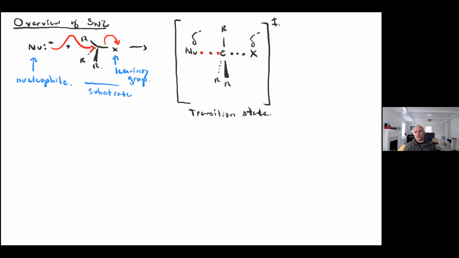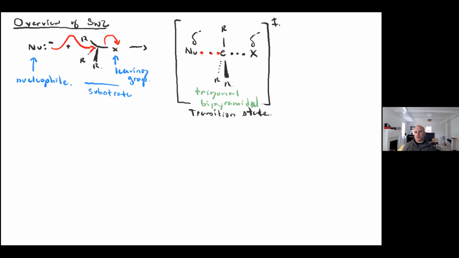In that transition state, you've got partial bond formation to the nucleophile. The C-X bond is starting to break. It's elongated. It's now only a partial bond. And the carbon, most importantly, that central carbon is trigonal bipyramidal.